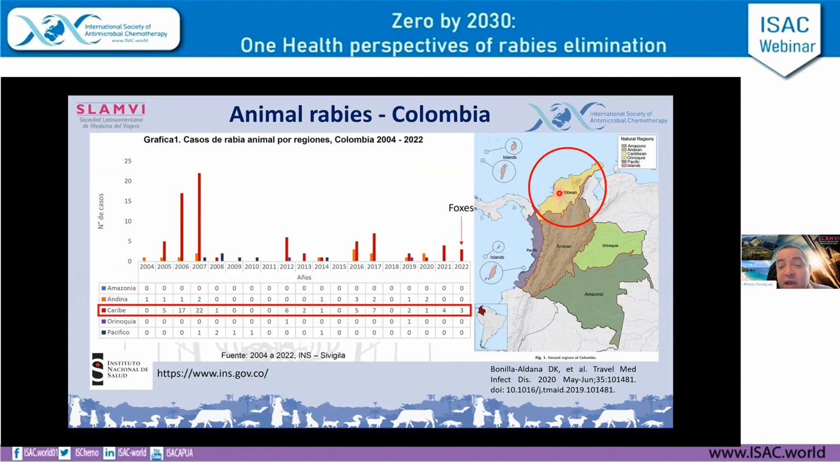In the case of Colombia, most of the cases of animal rabies have been related to this area, the Caribbean area. And especially last year, these were related to cases where foxes were involved in transmission to human cases.